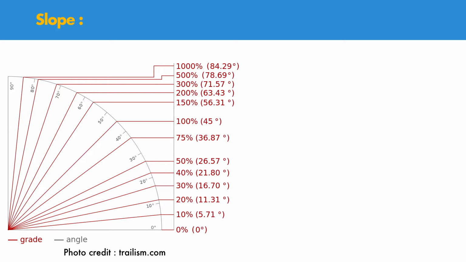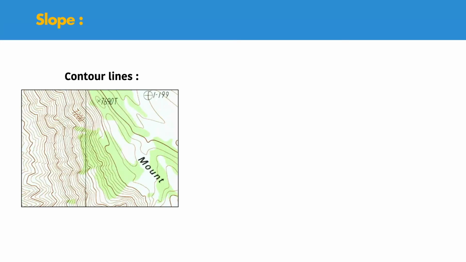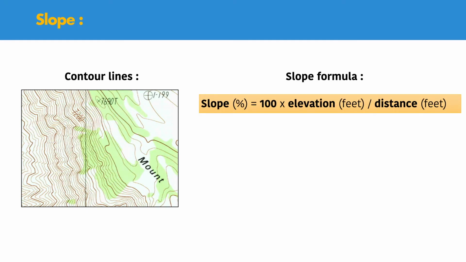Now you will ask me, but how do we differentiate between flat, uphill and downhill parts? This is a good question. Any slope below 7% is considered flat terrain, and anything above that is considered uphill or downhill. You will ask me, but how do I know this percentage? It's easy. First method, you can just estimate based on contour lines. The second method consists of applying this formula: slope in percentage equals 100 times elevation in feet divided by distance in feet.